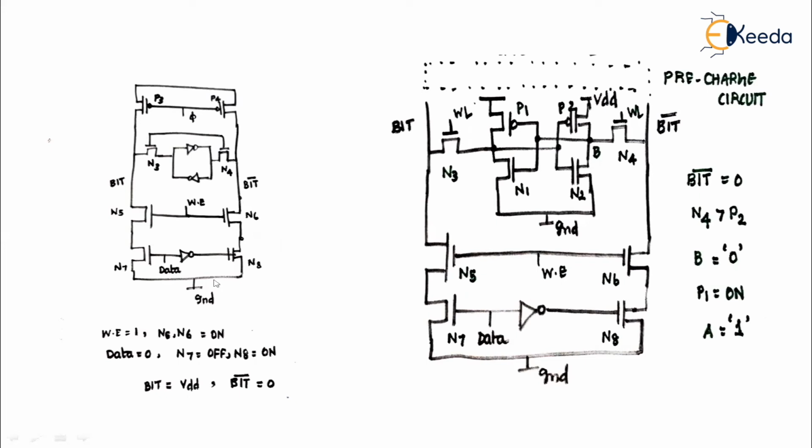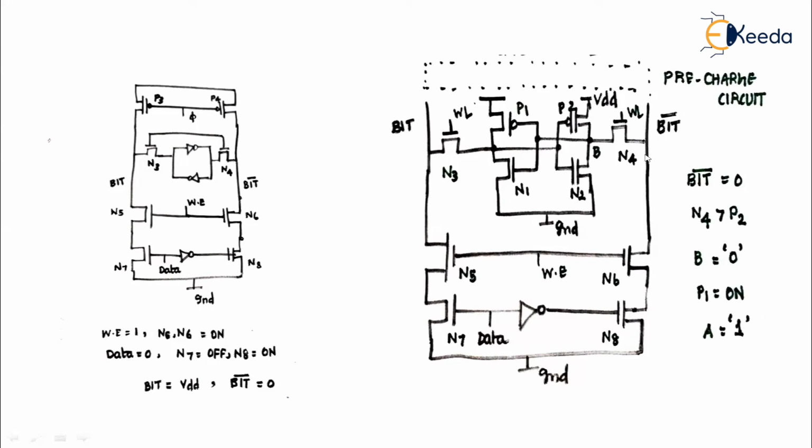When my write enable is equal to 1, my N5 and N6 are turned on. The data that I'm going to write is 0. So when 0 is being written, N7 is turned off and N8 is turned on. That is going to make VDD on the bit line, whereas my bit bar will become equal to 0. So right now, my bit bar is equal to 0.